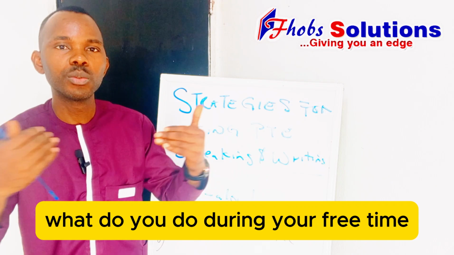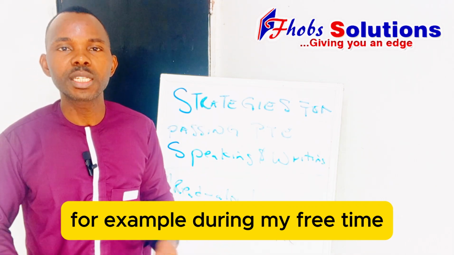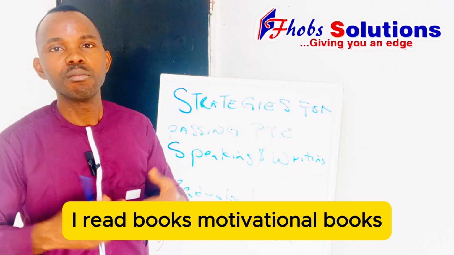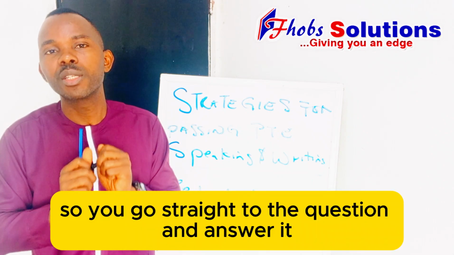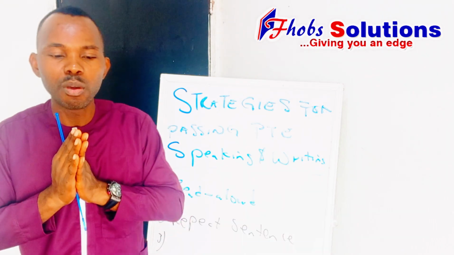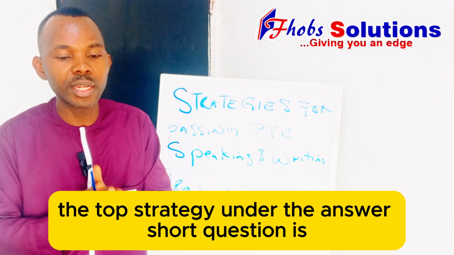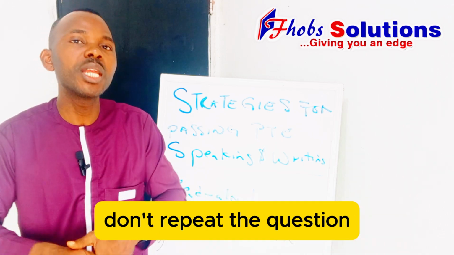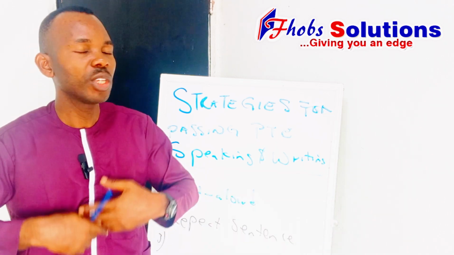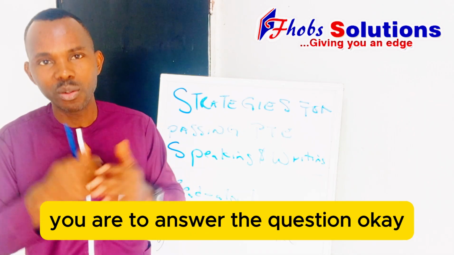What do you do during your free time? For example, during my free time, I read books, motivational books, inspiration. So you go straight to the question and answer it. Number 3, the third strategy under the answer short question is don't repeat the question. You are not asked to repeat the question, you are to answer the question.